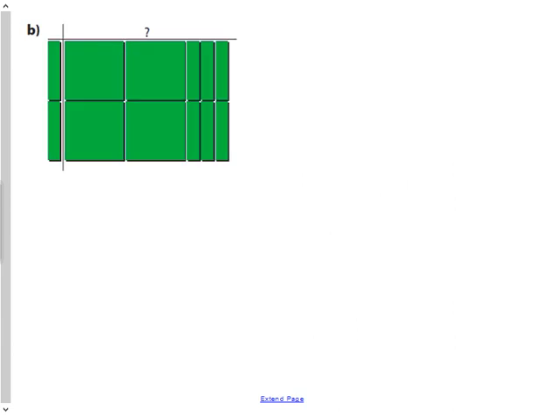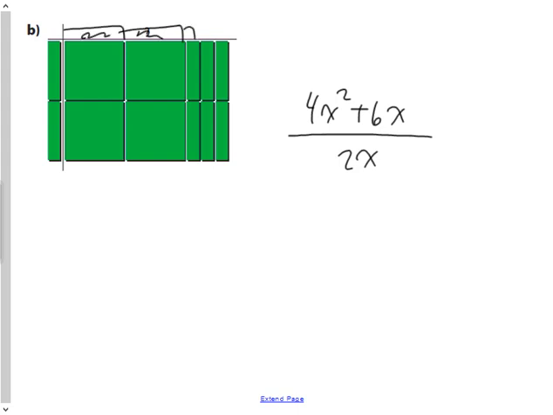Question B, the division statement would be 4x squared plus 6x, which is my area, divided by the length, which I know is 2x, will equal 2x plus 3.